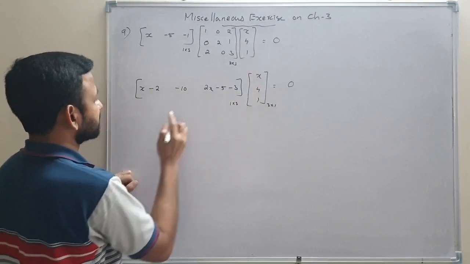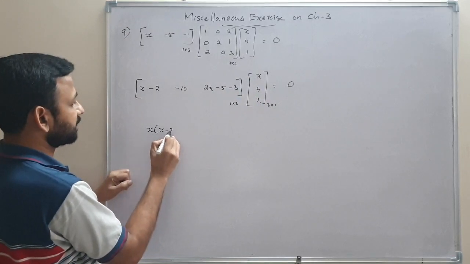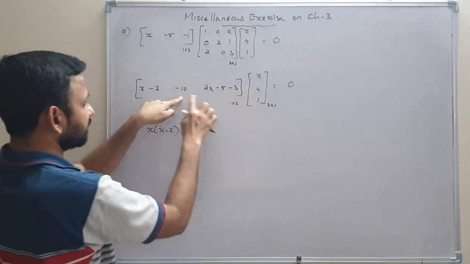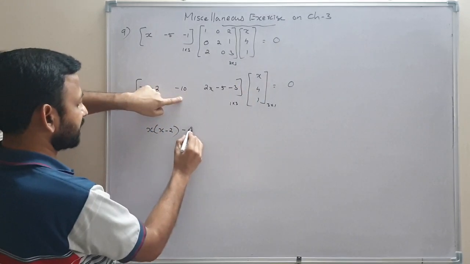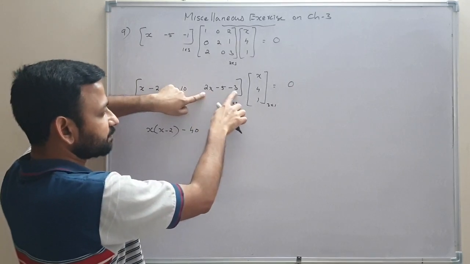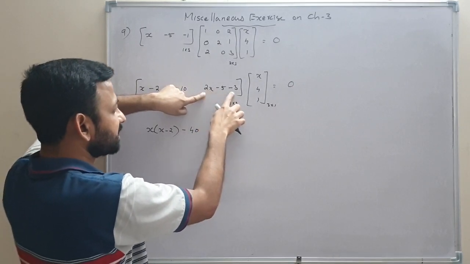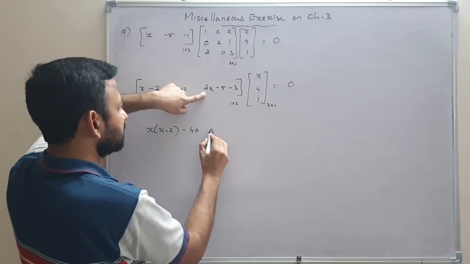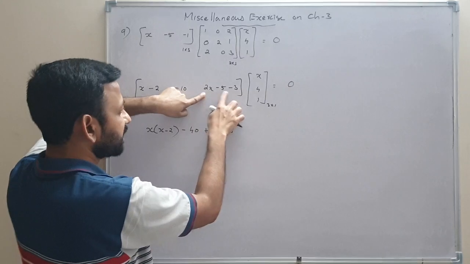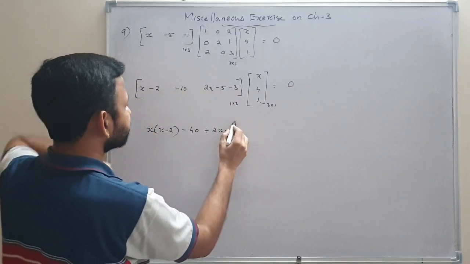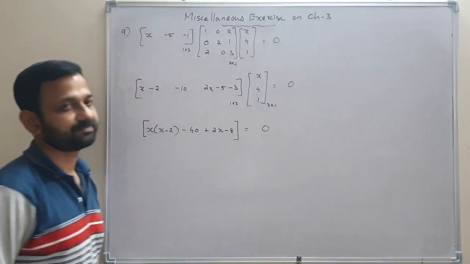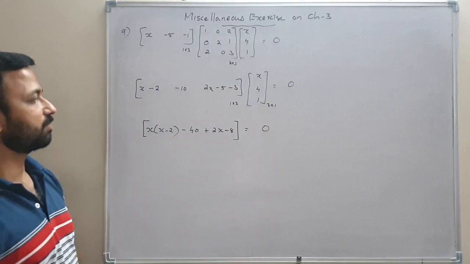X minus 2 into x, that is x into x minus 2. First element into first element plus second element into second element. Minus 10 into 4, that is minus 40. Then this is actually 2x minus 5 minus 3, that is minus 8. 2x minus 8 into 1, that is plus 2x minus 8, equal to 0 matrix. This is not a 0, this is 0 matrix.